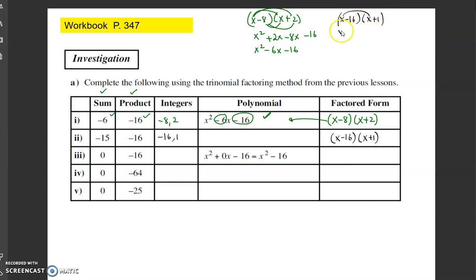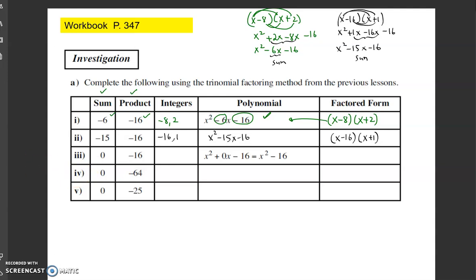So when you expand that, again, you get x squared + 1x - 16x - 16. And the middle 2 terms obviously will combine. So this will become my trinomial right here. So far you'll notice that we do have terms in the middle that we're combining to give us that sum, right? So same happened here.